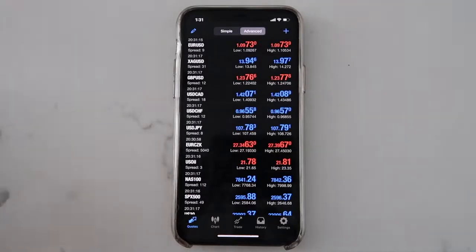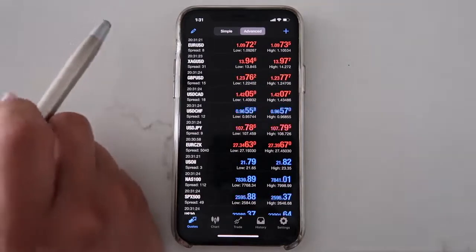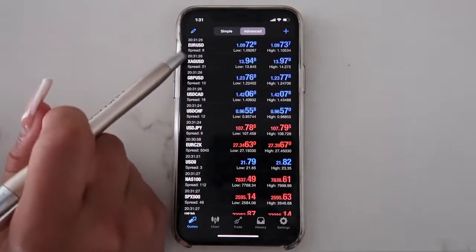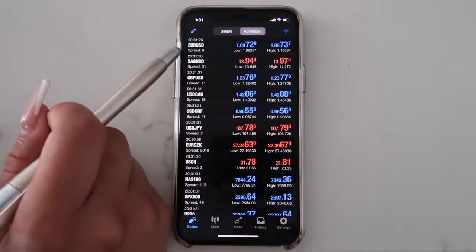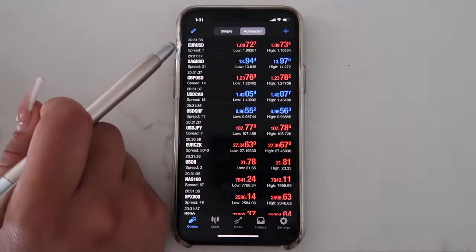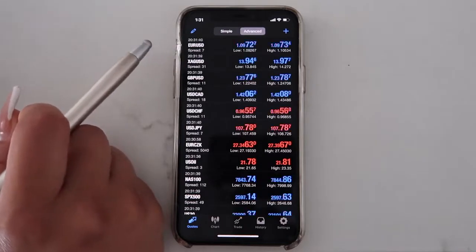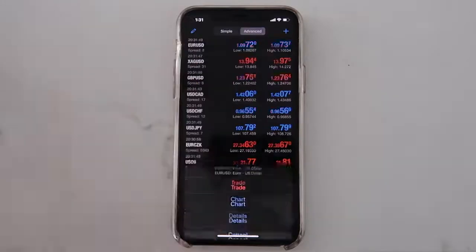The next thing we have here is the advanced tab, and you're going to have more details about the quotes. So the first quote we're going to be looking at is the euro against the US dollar. So down below you see that there is a spread. Understand that a spread is how much you are going to be paying the broker for entering that trade. So usually when you enter a trade, it automatically may go into drawdown due to the fact that you are paying a spread. So understand what a spread is.